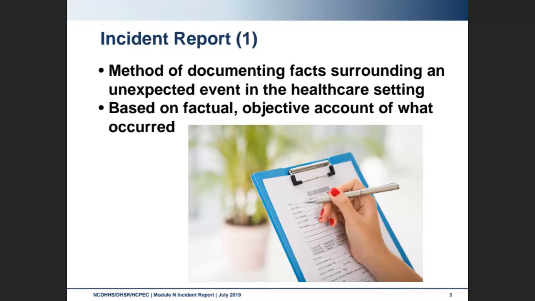So basically, an incident report is a method of documenting facts, and that's a key word there, surrounding an unexpected event in the healthcare setting. And unexpected is the other key word. So an incident report is based on factual, objective data of what occurred. So basically, we're documenting facts that we observed when something unexpected happened. And I'm going to give some examples of that.